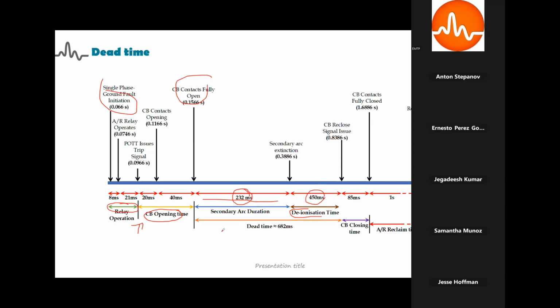So the dead time of the circuit breaker will be this secondary arc duration and ionization time. It is around 682 milliseconds. So for this circuit of 380 kV, 300 kilometer with 60% compensation, we found that the dead time required will be minimum 682 milliseconds. After that, the CB can be closed and a reclaim time was given for 1 second.